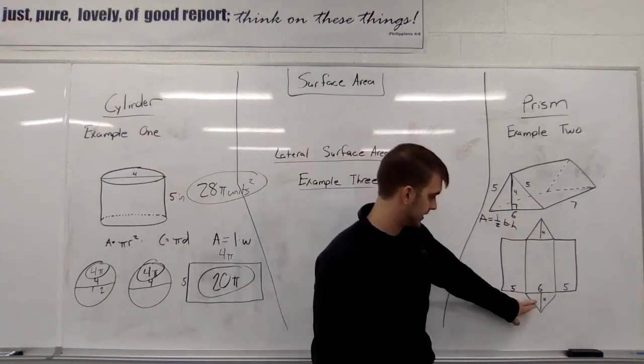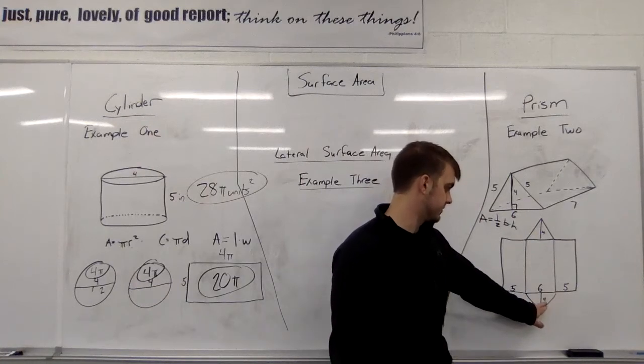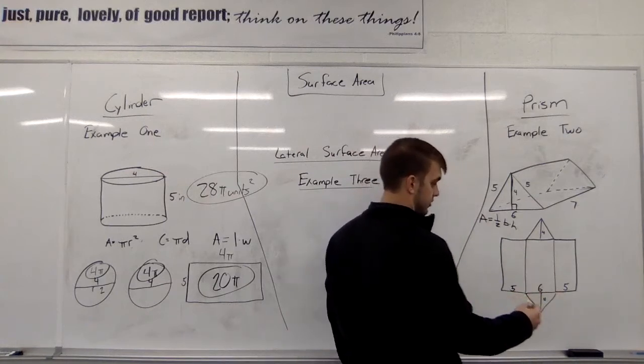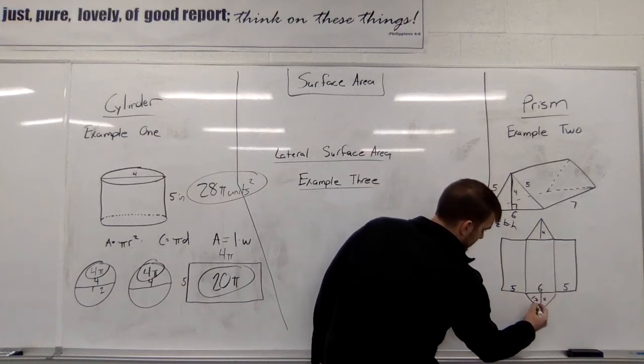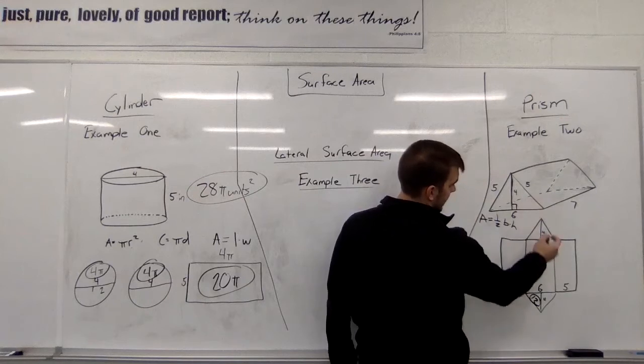So let's just go down here since we have all the measurements here. What is the base? The base is 6. The height is 4. So 6 times 4 is 24, and half of that is 12. So I'll just put 12. 6 times 4 times 1/2 is 12. So that triangle is 12.